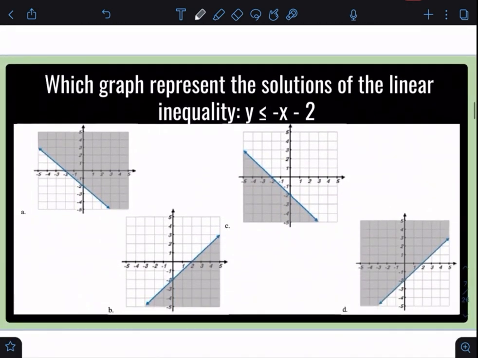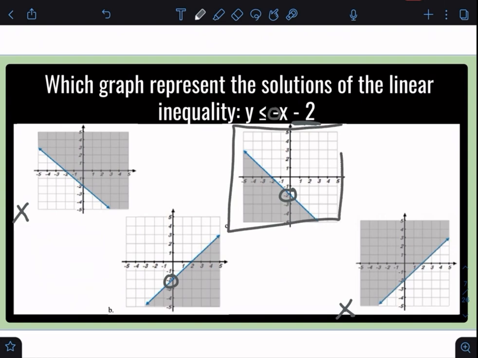Alright, let's see. Which linear inequality represents the solution of this linear inequality? Well, if it's this symbol, I need a solid line, which they're all solid, okay. Now I need to shade below. It wouldn't be this because that's shading above, and this is shading below, and this is shading above, so it wouldn't be that. Now, if it's -2, that means I need to start at -2. Both of these start at -2. And if my slope is -1, that means my line needs to go down, so it would be answer choice C.